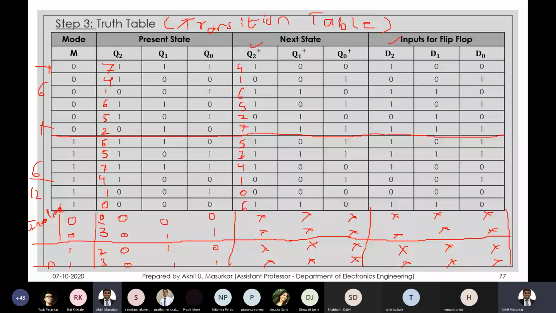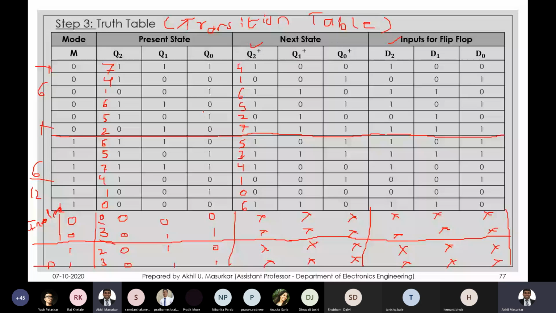For 0000, I will enter don't care. For 0011, I will enter don't care. For 1010, I will enter don't care, and for 1011 I will enter don't care. Did you get it, Shubham? Yes, so I'll get more clarity on the K-map.